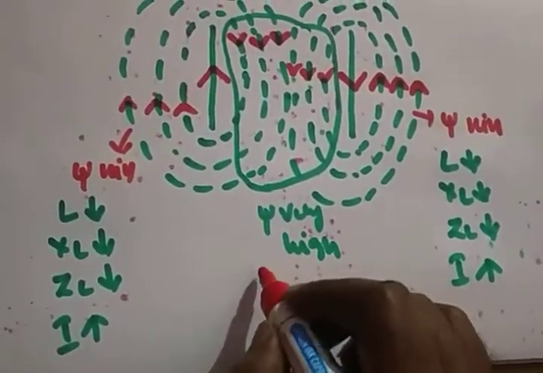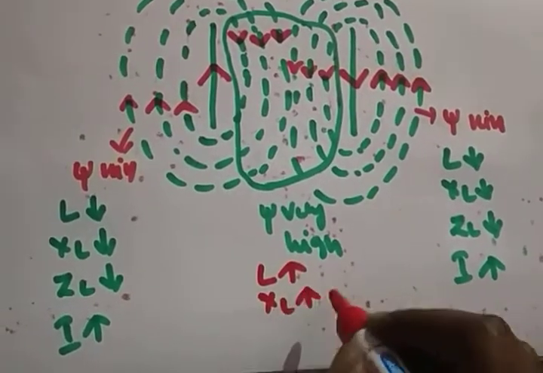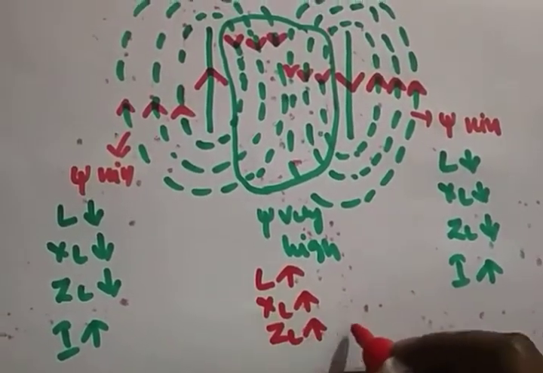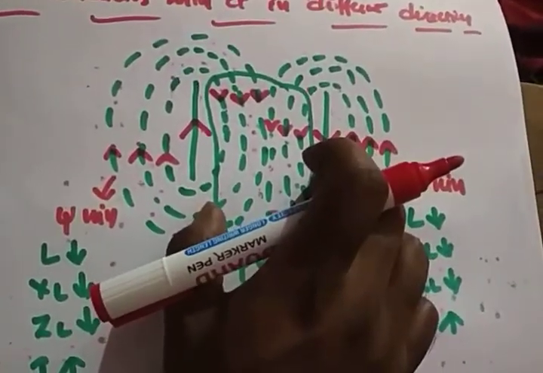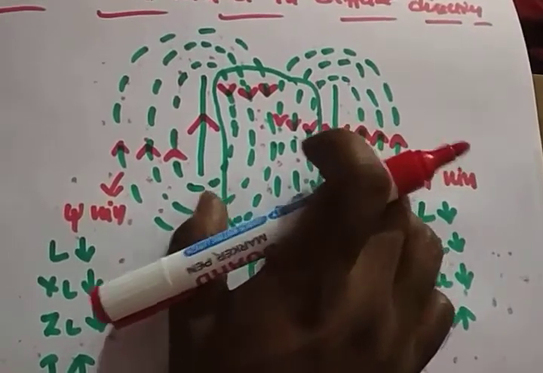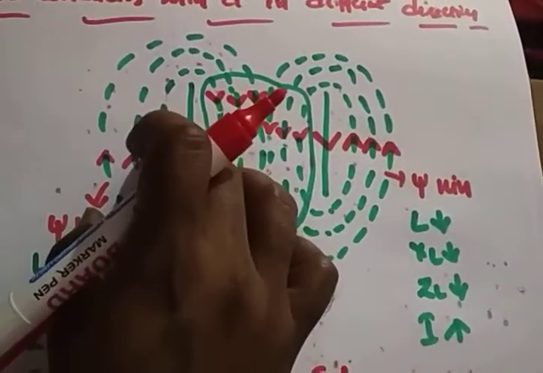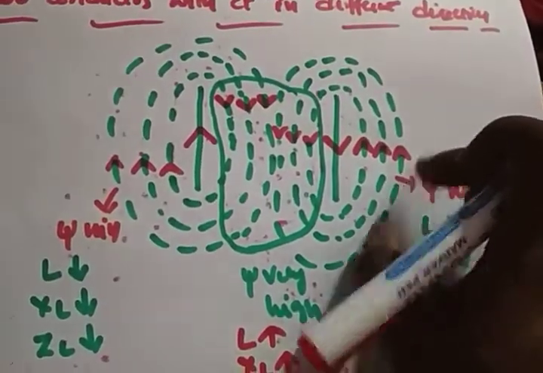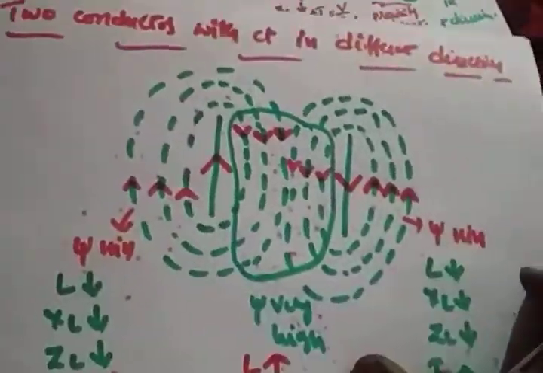And now on this side, how will it look, right? Psi is very high. So the inductance is high, XL is high, ZL is high. So what about the current? The current is a minimum. Right? So on this side, between the two conductors, the current is a minimum. On the other side of the two, the current is a maximum. So this phenomenon we can call a screen effect. We'll see how it will be, clearly.